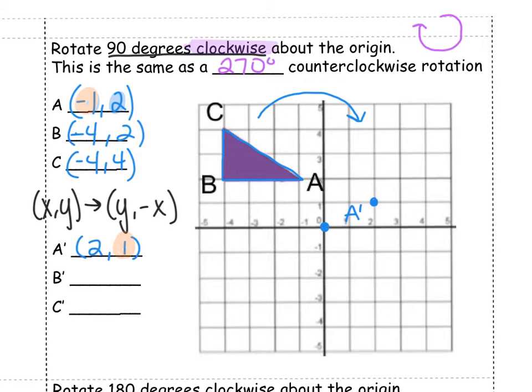B, if you can't see where it would rotate, we can look at it mathematically with the rule. I know it's going to become the point 2, 4. 2, 4 is B prime, and C prime is at the point 4, 4.